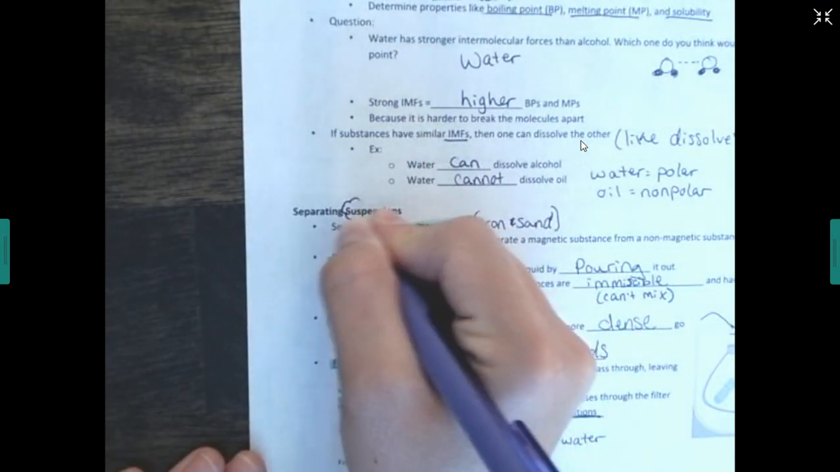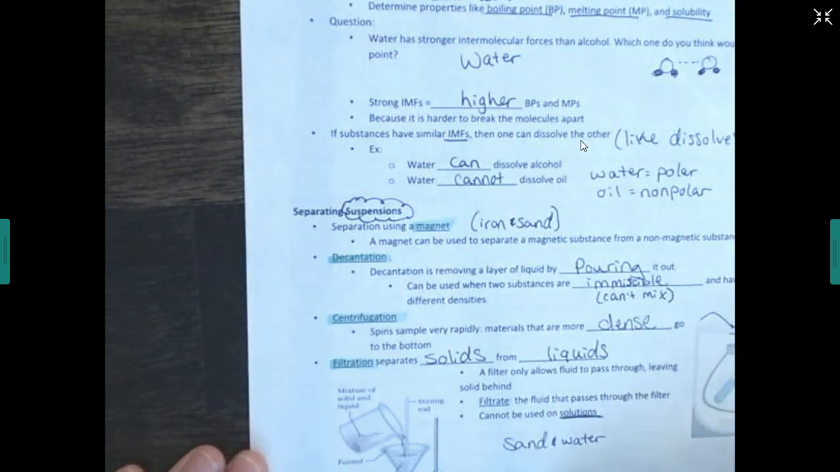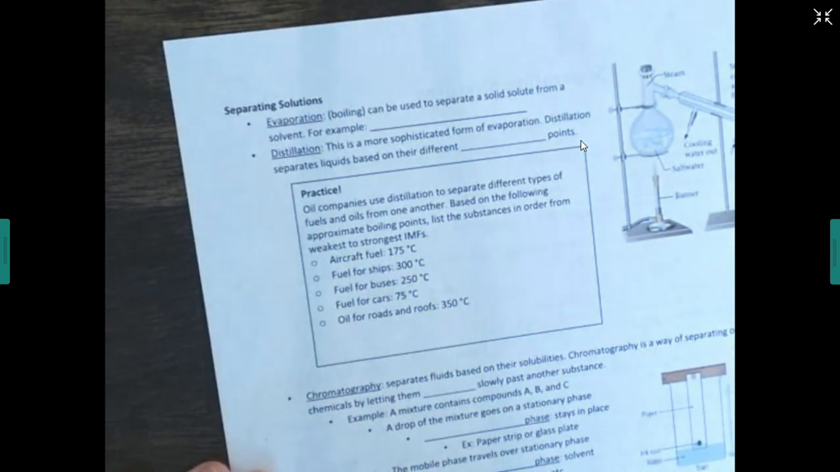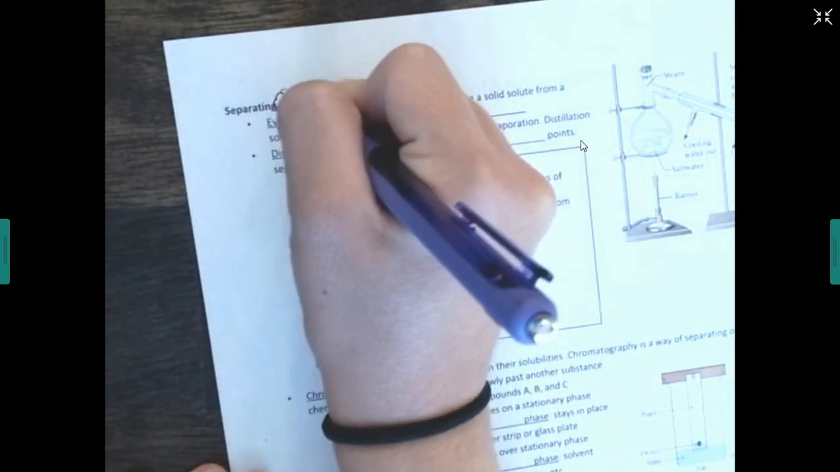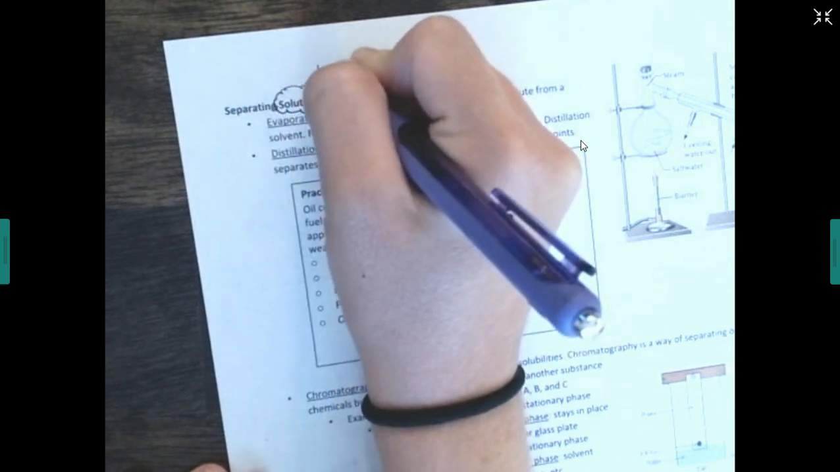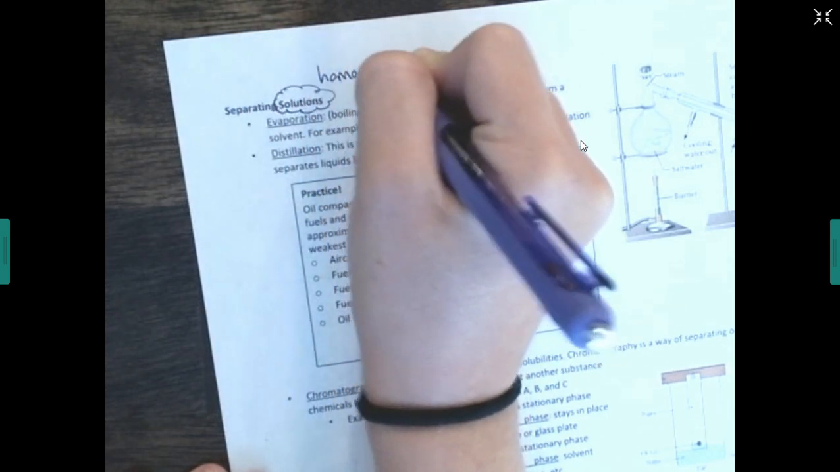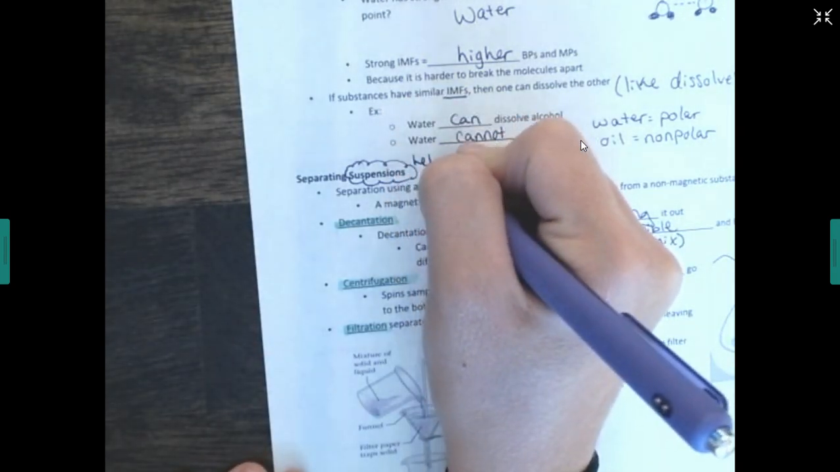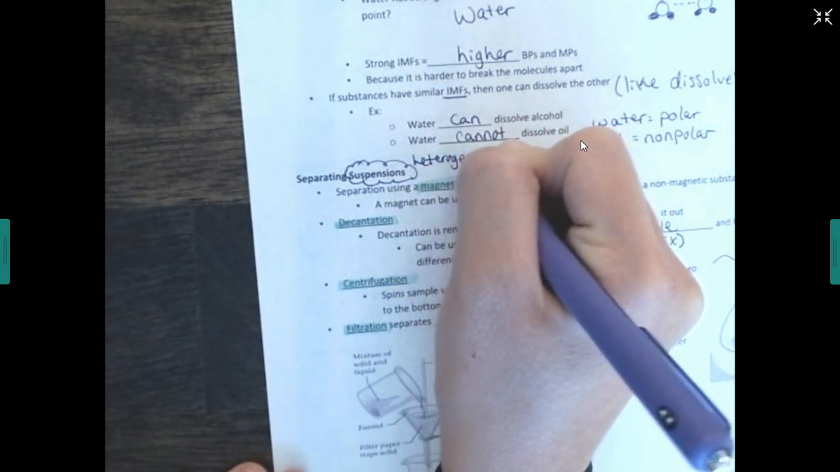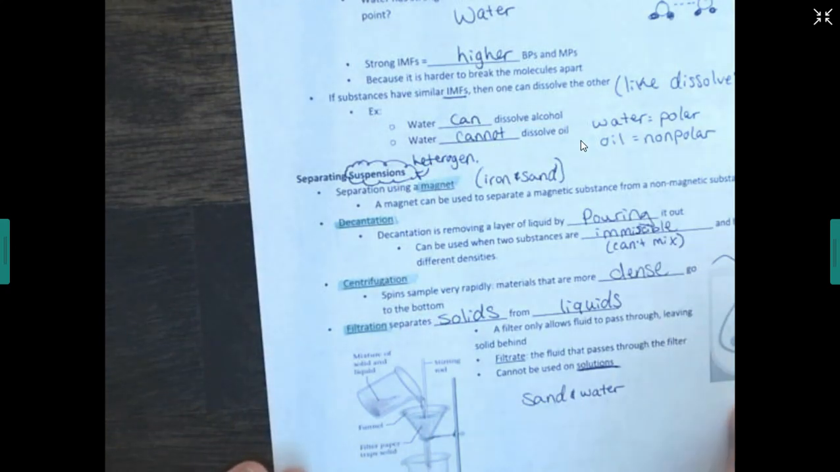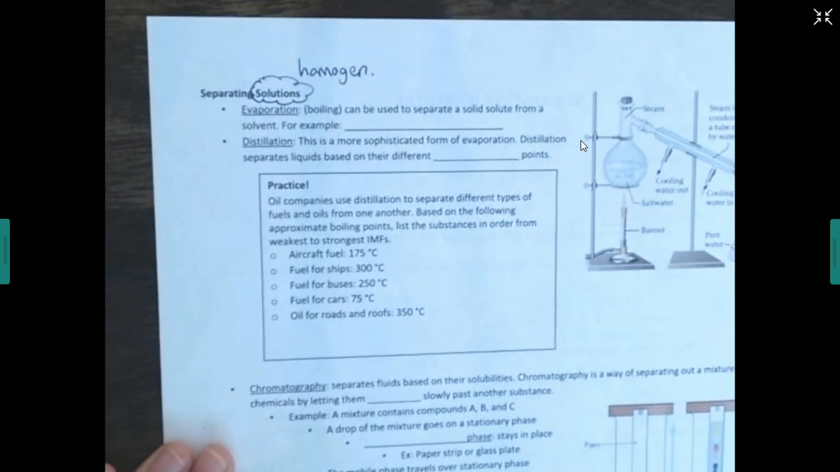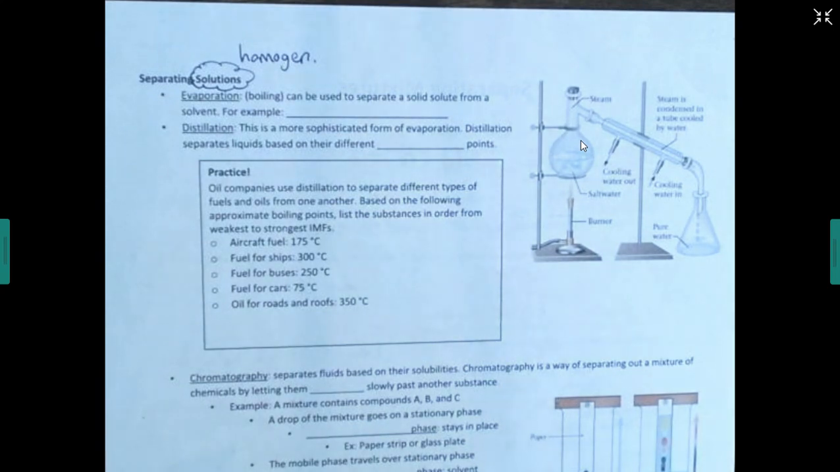All right, now these were all separating suspensions. I want to point that out. This is how you separate suspensions. These now are how you're going to separate solutions. Remember, a solution is homogeneous. A suspension is heterogeneous. So this is how we separate homogeneous mixtures, or solutions.